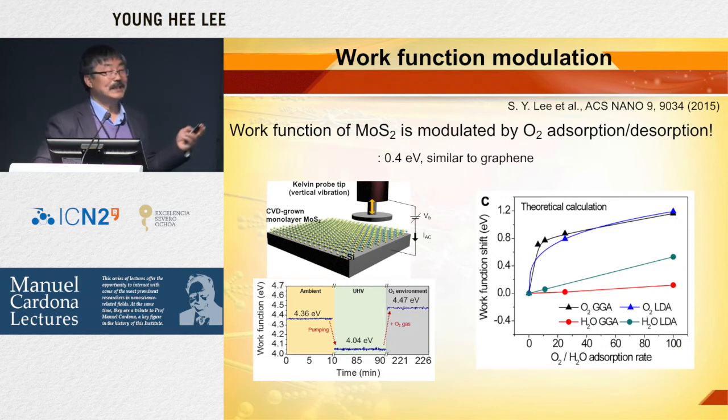Not only optical properties, but also the work function of the material can be modulated. For instance, if you measure the work function of MoS2 in ambient condition, it is like 4.36 electron volt. But if you maintain the vacuum, then this becomes like 4 electron volt. And when you come back with oxygen gas insertion, you see this value come back again. So the change of the work function due to the environment is not just a small number, it's like 0.5 electron volt, which is similar to the work function modulation by the gate in the graphene case. So you can also play with it in 2D materials, the same principle.